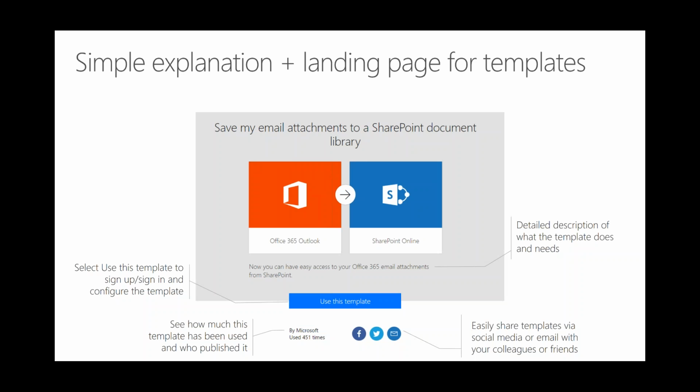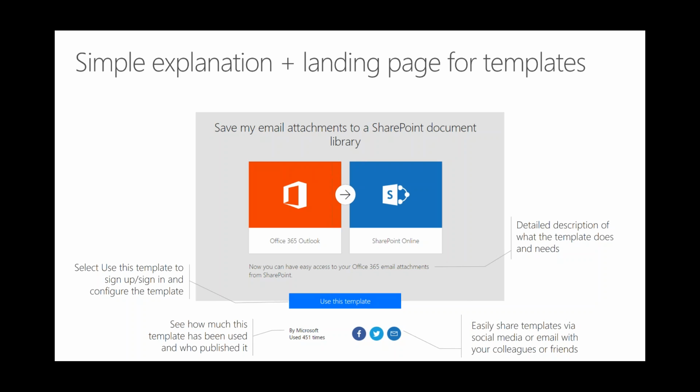So this gives you an explanation of some of these templates that you could use. This is a screen for the Save My Email Attachments to a SharePoint Document Library template. And so you can see some of the different information around this. When I go and explore this template to see if it's what I want to use, I get an explanation, I get a description of it, I get shown the services that are being utilized, and I get the information: do I want to use this?